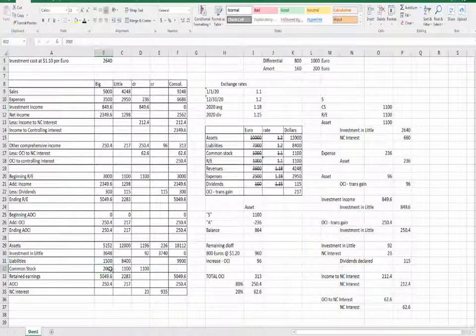Liabilities, credit plus credit. Common stock, credit plus credit minus debit. Retained earnings and AOCI are already populated. Those are the numbers I brought down from up above. And finally, the non-controlling interest, credit minus debit. And now sort of the moment of truth: does our resulting balance sheet balance? So we have assets, that's our only debit, minus liabilities, minus common stock, minus retained earnings, minus AOCI, minus non-controlling interest. That goes to 0, so that makes me happy that my trial balance does in fact balance.